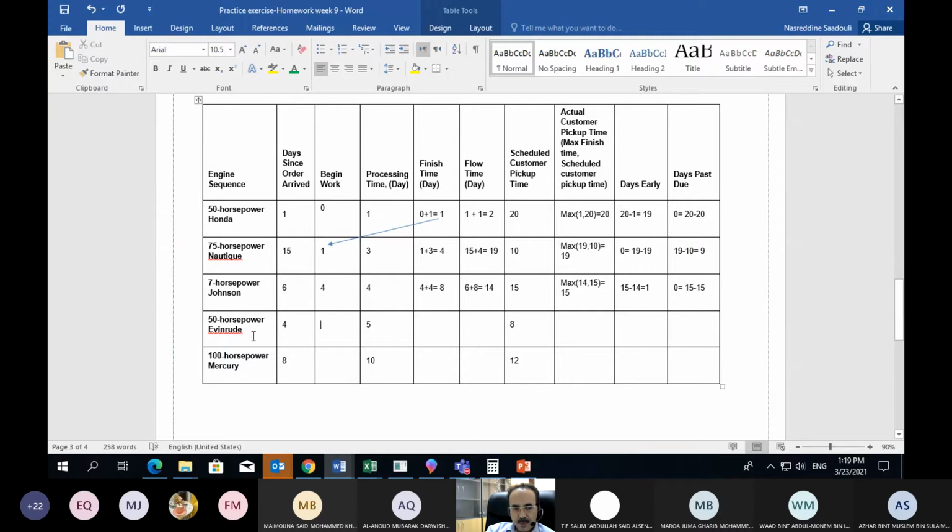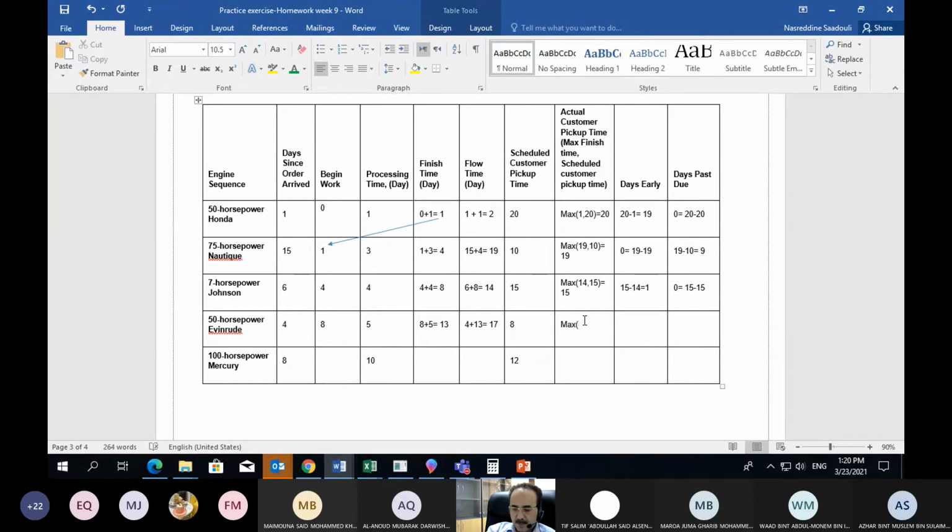And go on to job number 4. So number 4 starts on day 8. It will be finished on day 13, 8 plus 5. The flow time will be 4 days since we received the order plus 13. Day 13 is the finish, so 17.